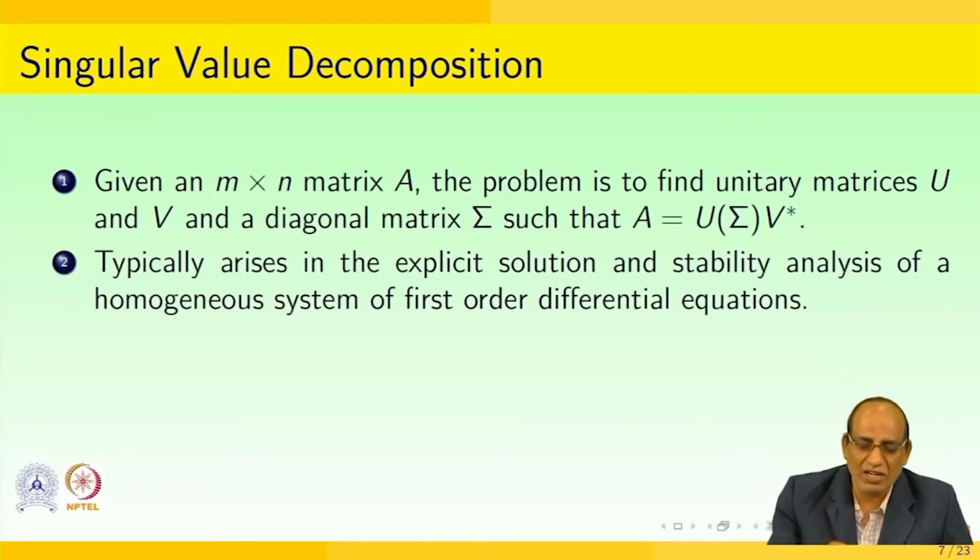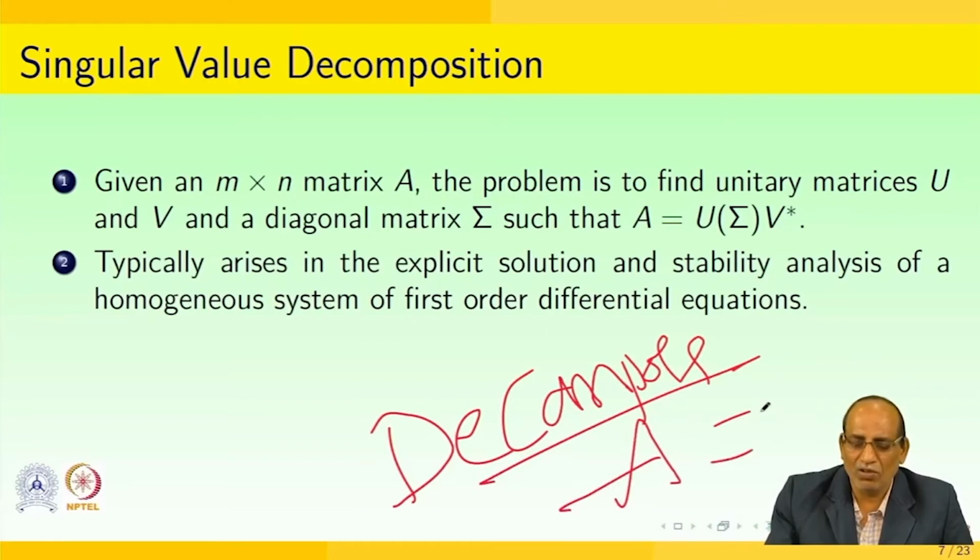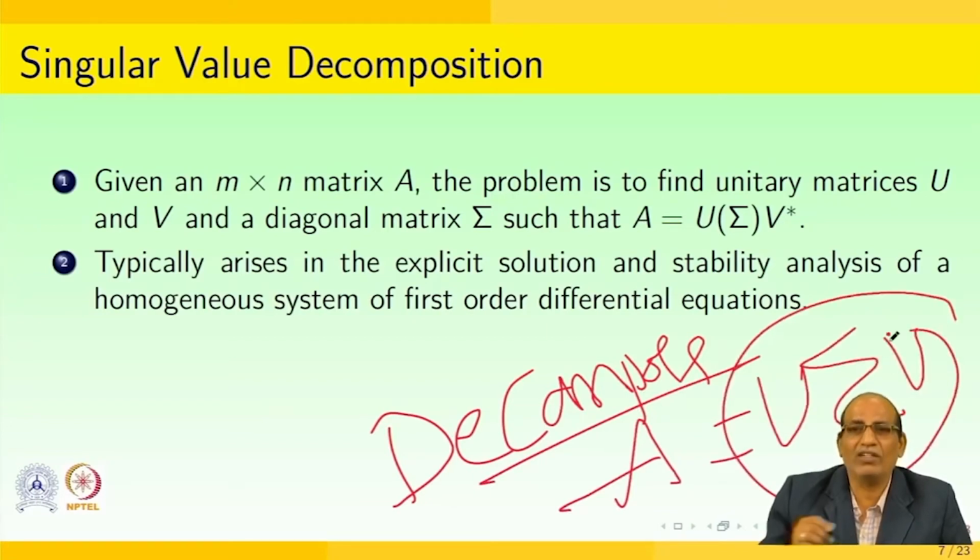That means essentially you want to decompose the matrix A into three different matrices so that you are able to find a solution to this matrix. U is a unitary matrix, V is some other matrix, and sigma is the matrix which has the diagonal elements. What are the diagonal elements? Whatever eigenvalues you get lie on the diagonal entries of the matrix, which we call sigma. They typically arise in the explicit solution and stability analysis of a homogeneous system of first order differential equations in realistic cases.